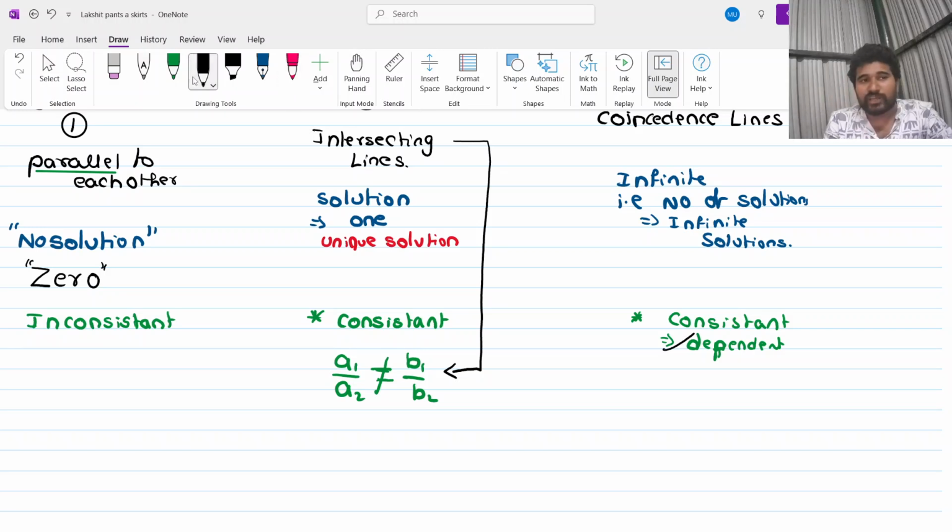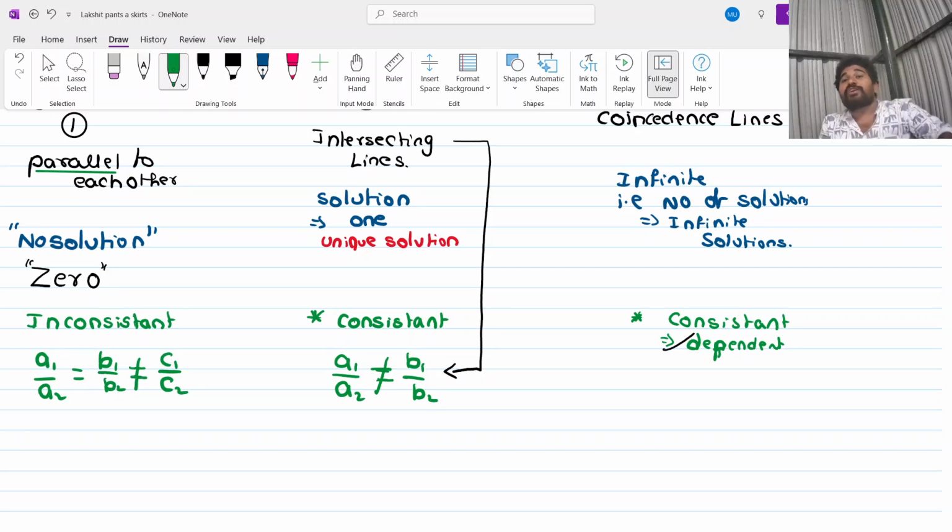Now suppose when I put the values, I got A1 by A2 equal to B1 by B2. Then you check the third one. What is the third one? C1 by C2. Sir, but it is not equal. So A1 by A2 is equal to B1 by B2 but not equal to C1 by C2. That corresponds to parallel lines. Understand?